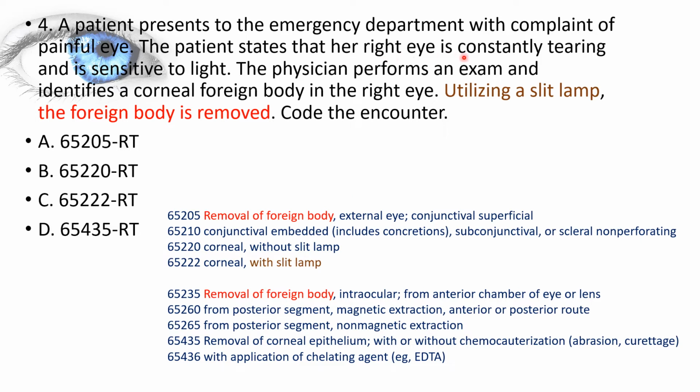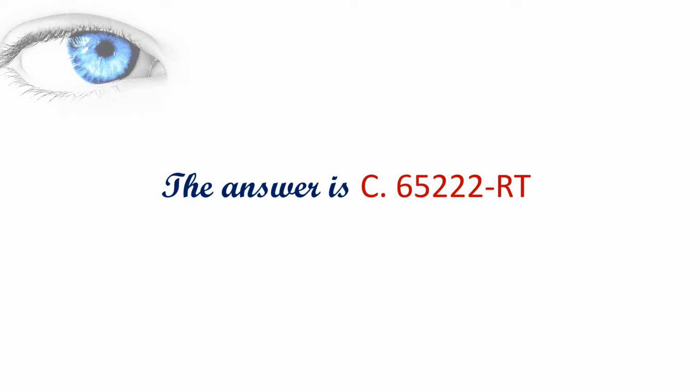Both sets are foreign body removal. We have to find where it is. Patient states that her right eye is constantly tearing, sensitive to light. Physician performs exam, identifies the corneal foreign body in the right eye. So this is a corneal foreign body. So what is the code for corneal foreign body? 65220 and 65222. Okay. This is with a slit lamp. So the answer is 65222 and RT means right eye. Answer is C. 65222 RT.